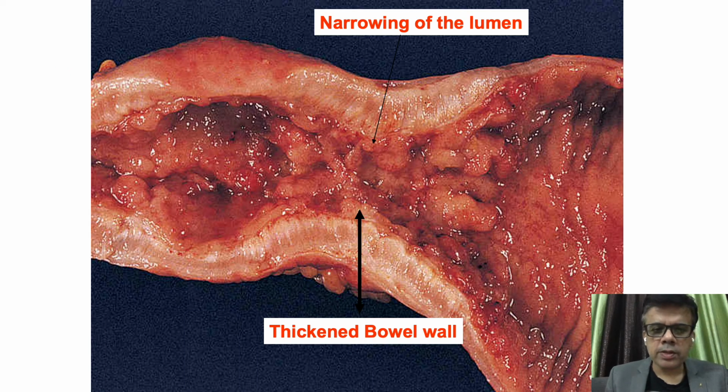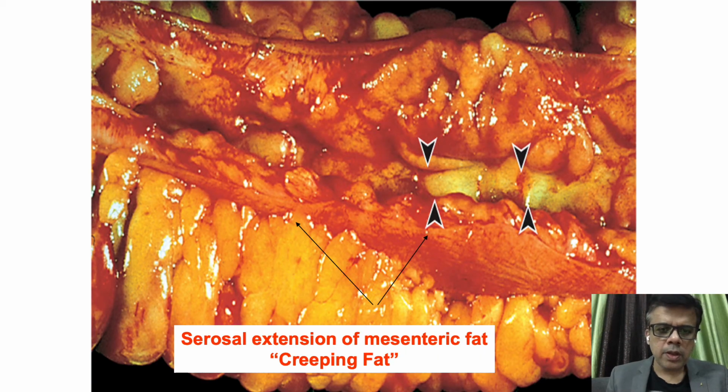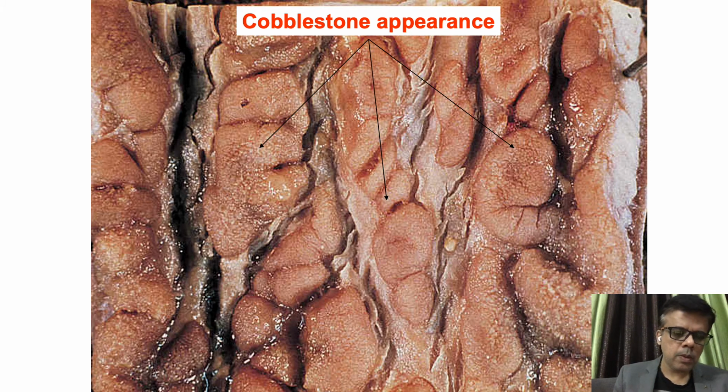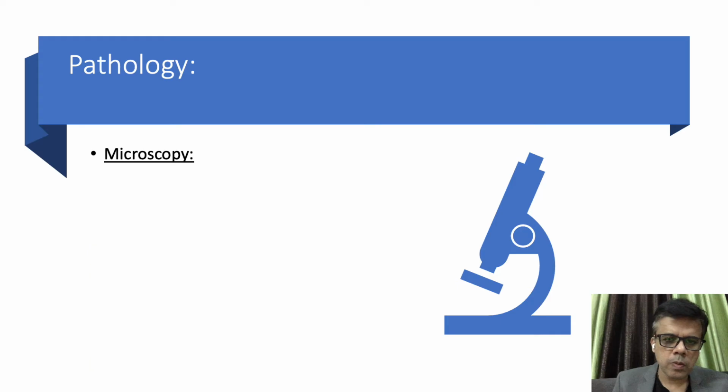As you can see in this image, there is a narrowing of the lumen, and resultant thickening of the bowel wall is clearly demarcated. And as you can see, the arrows are pointing to the serosal extension of mesenteric fat. And here comes the cobblestone appearance, the laminated brick appearance, the elevated mucosa. That is very characteristic and usually seen in Crohn's disease.